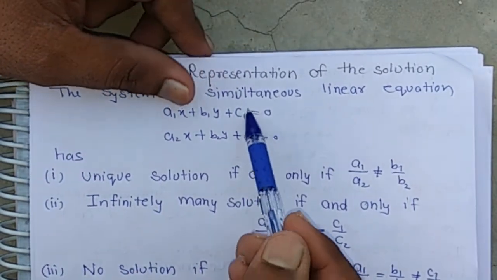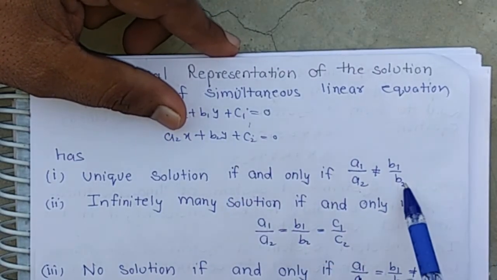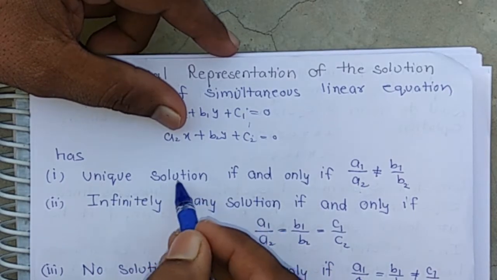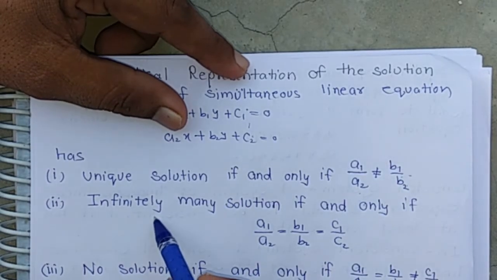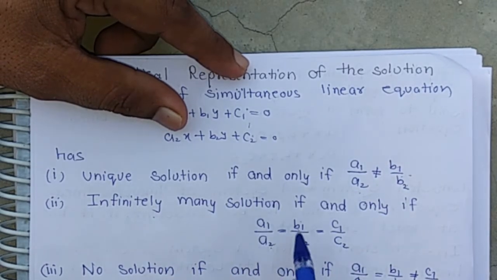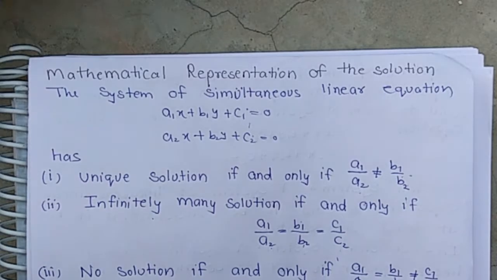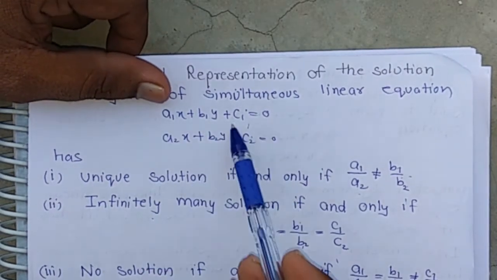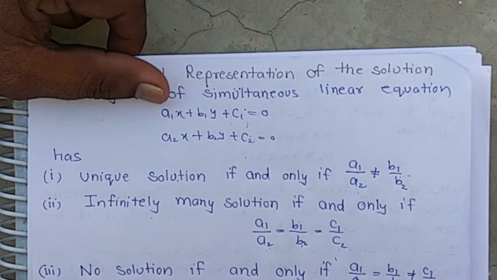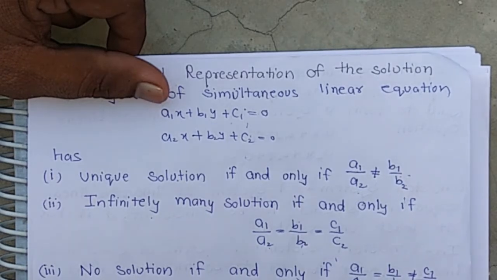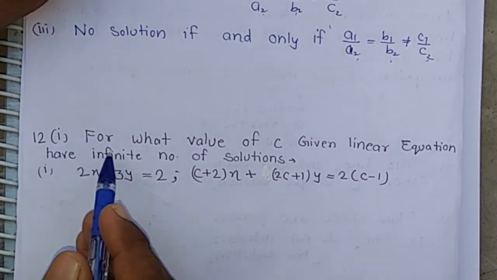Means the pair of linear equations in two variables has a unique solution if a1 by a2 is not equal to b1 by b2. Since it has a unique solution, it forms a consistent system. Infinitely many solutions condition: a1 by a2 equal b1 by b2 equals c1 by c2. It also forms a consistent system. And if these two equations have no solution, then we have a1 by a2 equal b1 by b2 but not equal to c1 by c2. It is the condition of an inconsistent system. It is the first part of question number 12.